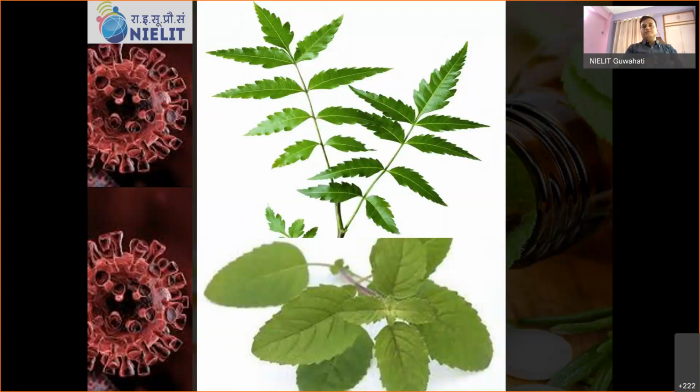Two very commonly available plants are displayed on the screen. One is Tulsi, another one is Neem. They are basically the gift of nature. Apart from giving us oxygen, they are giving us a lot of other medicinal compounds, active medicinal compounds.